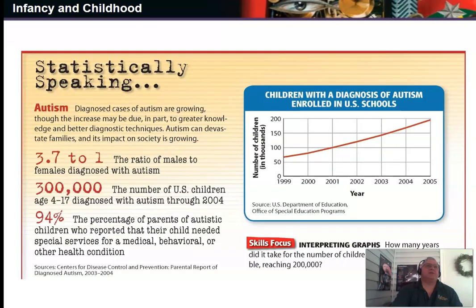Autism is being diagnosed more often. Cases of autism are growing, maybe due to greater knowledge and better diagnostic techniques. Autism can devastate families, and its impact on society is growing. A 3.7 to 1 ratio of males to females are diagnosed with autism. There was a 300% increase in the number of U.S. children aged 4 to 17 diagnosed with autism through 2004. The percentage of parents of autistic children who reported that their child needed special services for a medical, behavior, or other condition. And so, as you can see, autism can be a serious problem.